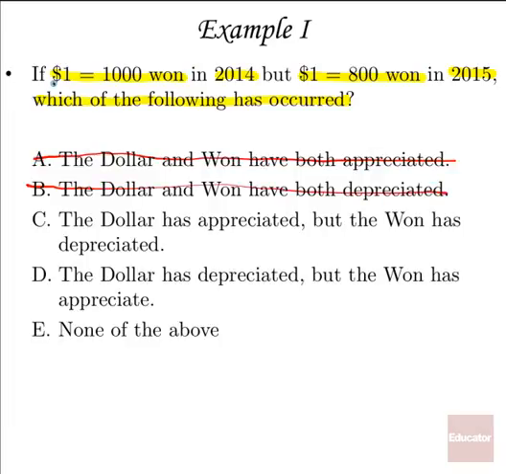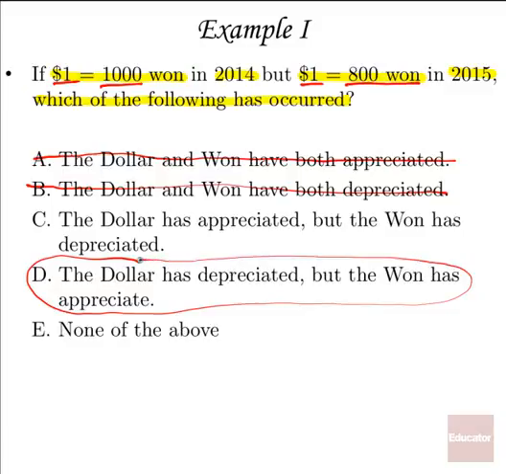All right, so if a dollar equals 1,000 won, but now you can only buy 800 won, the dollar has depreciated. So 1,000 won used to buy $1, now 1,000 won buys $1.20. So the dollar has depreciated and the won has appreciated. So the answer is D. The dollar has depreciated, but the won has appreciated. So C is wrong. But if you didn't know that, you can cross out the answer choices that don't make sense at all.